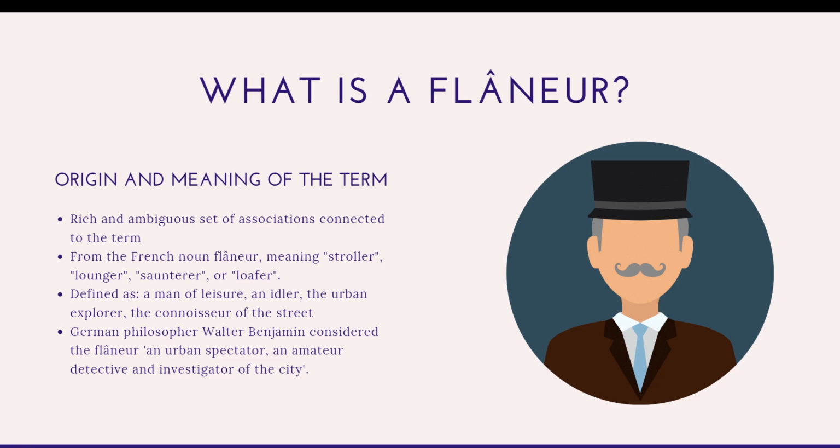A flâneur is one who saunters, who walks not necessarily with any kind of objective, but simply walks and observes, spectates. As the fantastic German philosopher Walter Benjamin says, they are an urban spectator. They are experiencing the spectacle of the modern city. But he also writes, and I think this is particularly pertinent for Jekyll and Hyde, notice that you've got that second part of the definition: an amateur detective and investigator of the city.